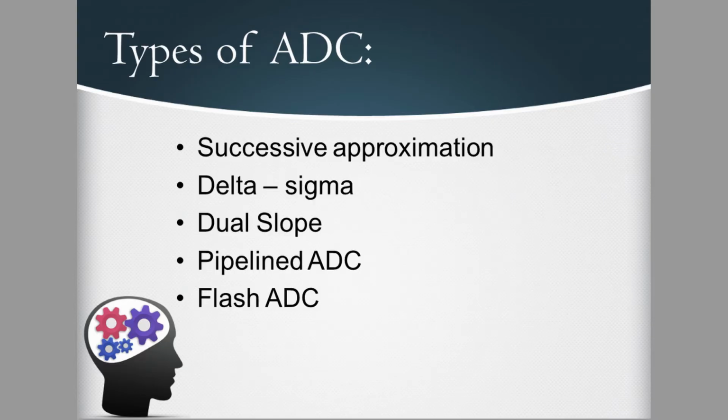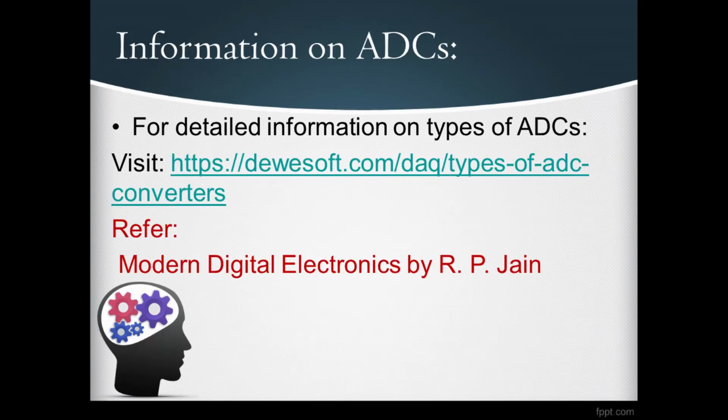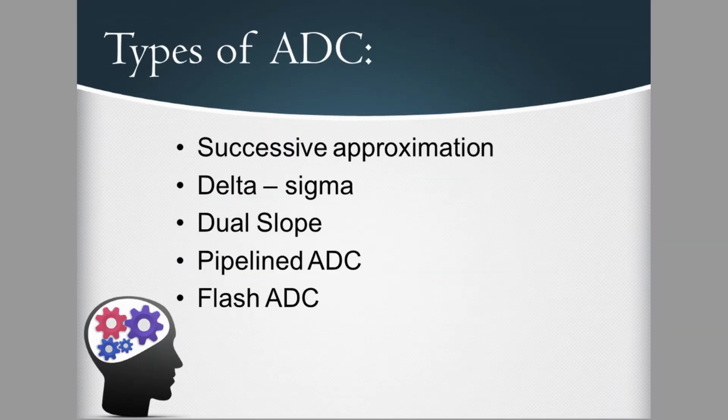So what are the types of ADCs? There are different types of ADCs such as successive approximation, delta sigma, dual slope ADC, pipeline ADC and flash ADC. You can find the detailed information on types of ADCs on the given website, or you can refer to Modern Digital Electronics by R.P. Jain. Between the different types of ADCs, successive approximation and flash type ADC are widely used.